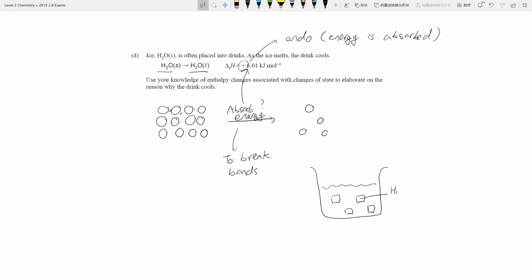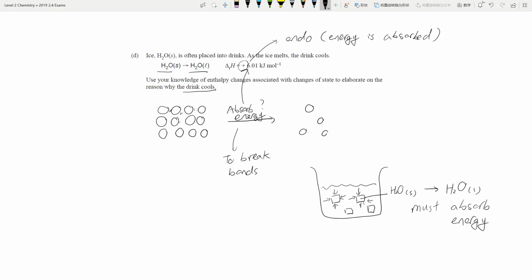So this is H2O solid, and what they want to do is melt and dissolve, they want to turn into H2O liquid. So in order for this to happen, they must absorb energy. So how do they do that? They're going to suck it in from all of the water molecules around them. All the particles around these ice particles will start giving their energy to the ice to help it melt, and as a result, their temperature will cool down. So that's why the drink cools.